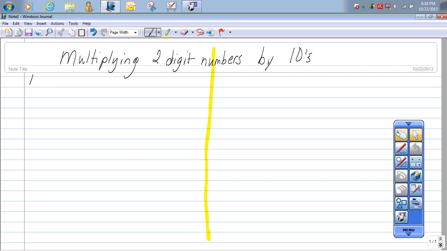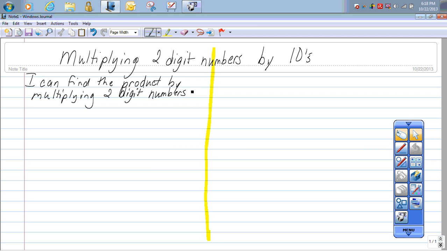Okay, our I can statement is I can find the product by multiplying two-digit numbers by multiples of 10.